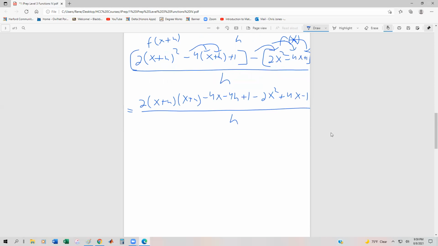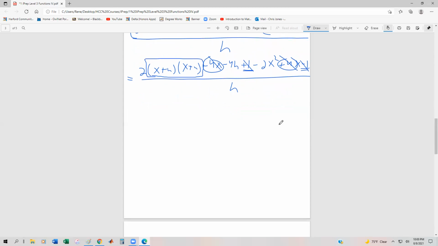Now, if there's any good news, a few of the items are going to cancel out a few of the terms in the numerator. So notice that we have a negative 4x and a positive 4x, so that's going to go away. We have a positive 1 and a negative 1, so that's going to go away. So that helps us out a little bit. We're going to FOIL out this binomial expression right here, or these multiplied binomials.